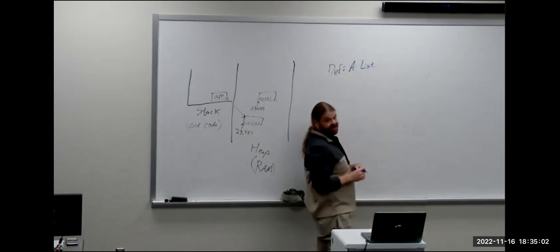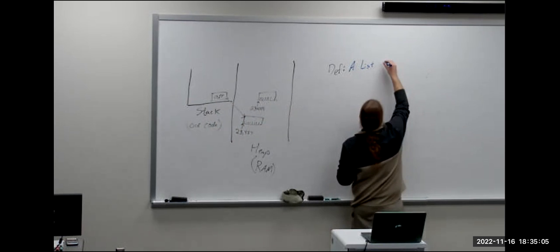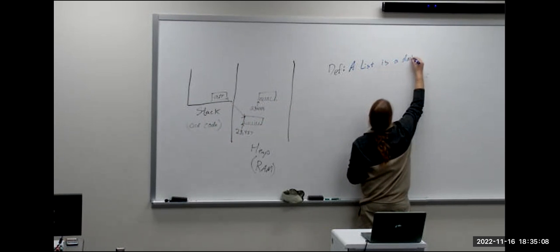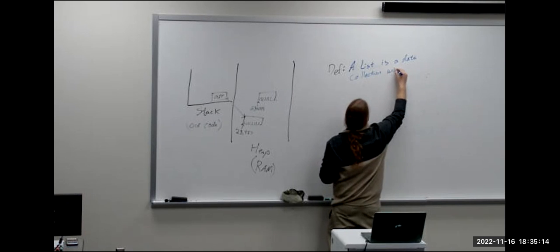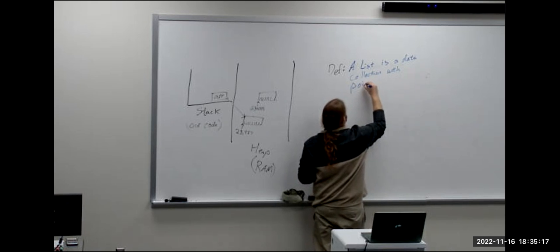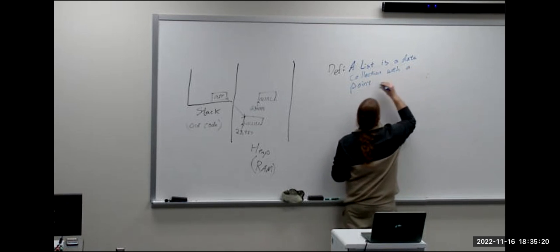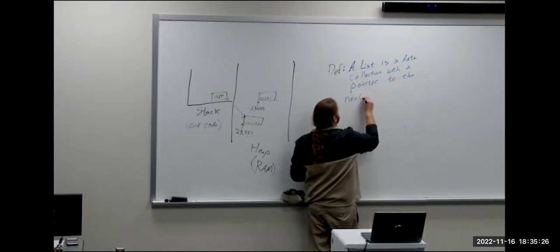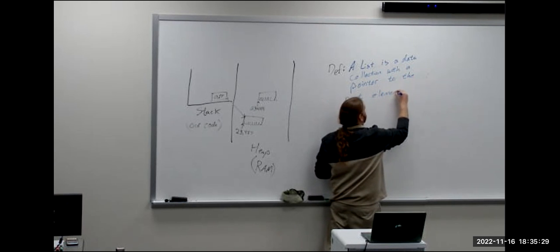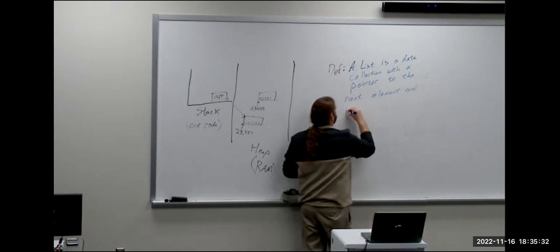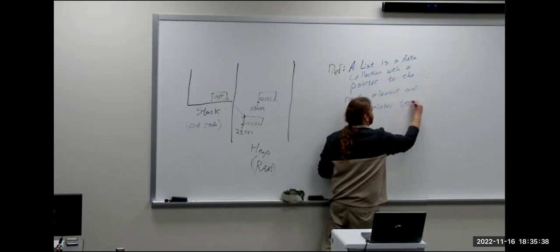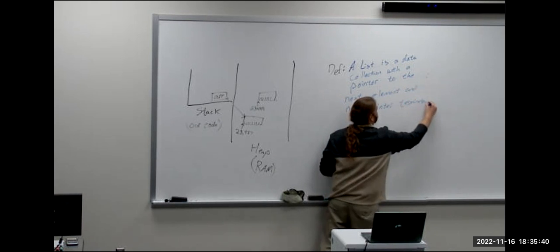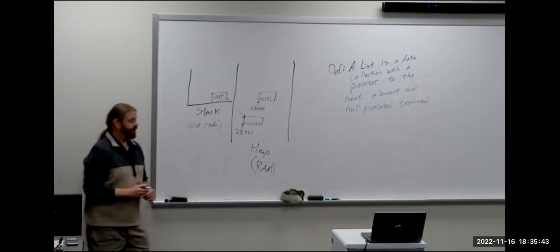So a list, this is the one we actually use in Python. A list is a data collection with a pointer to the next element, and no pointer, null terminated. This is the one we actually have in Python.